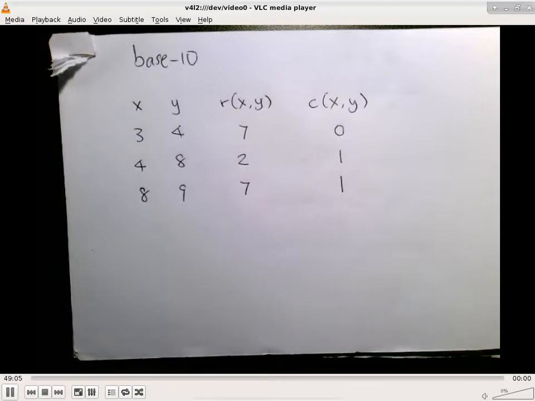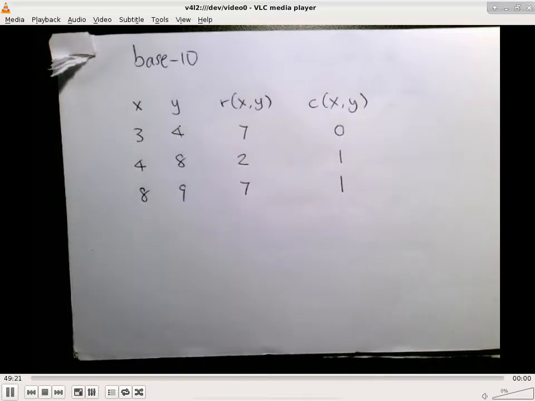I'm just introducing the notation of R and C as functions. Okay. So with this notation, I can start to say, how do we perform multi-digit addition, but look at it from an abstracted perspective.